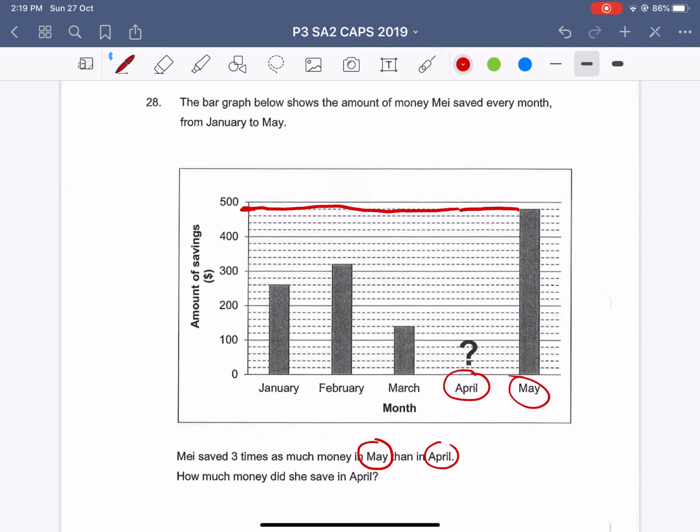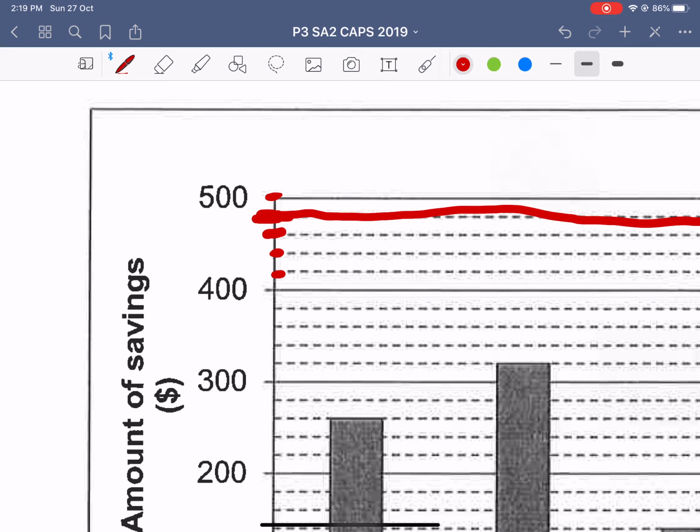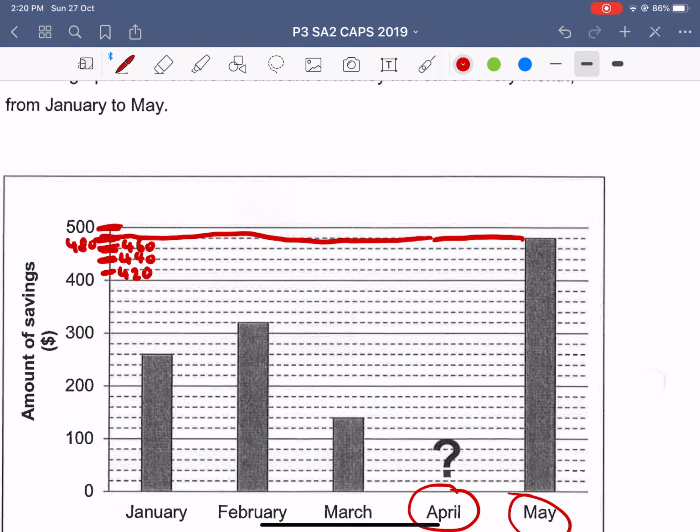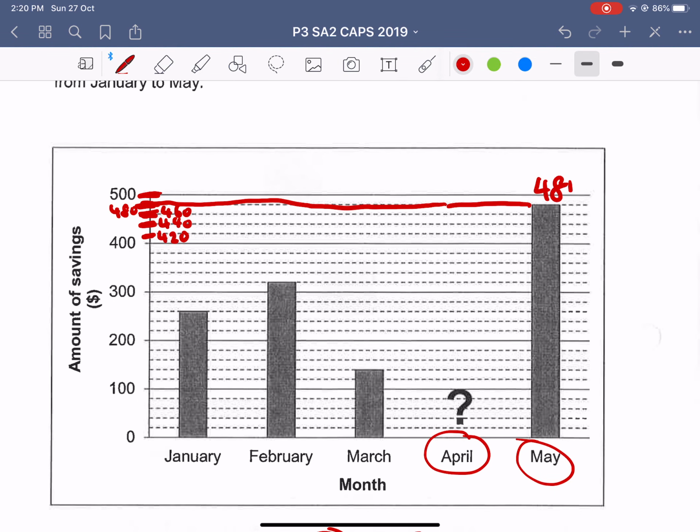I can do it by guessing. So I can guess 410, 420, 430, 440, 450. No, it doesn't skip by 10. So next I'm going to try 20. 420, 440, 460, 480, 500. So yes, it's correct. Each line skips by 20. 420, 440, 460, 480, and 500. So this amount must be 480.